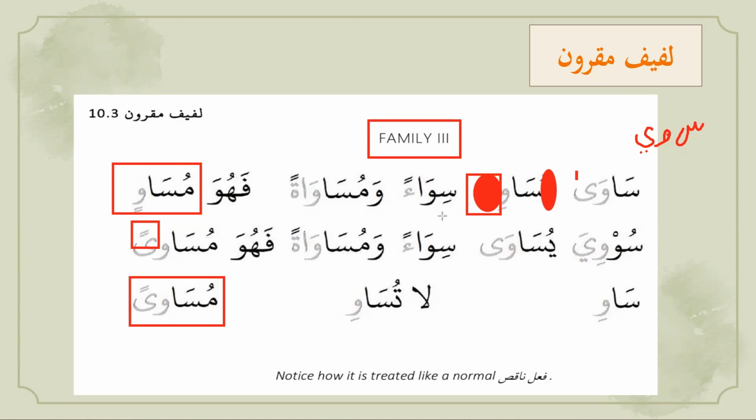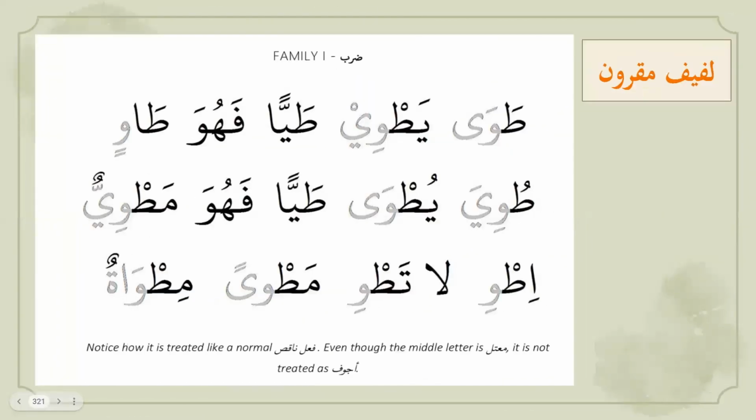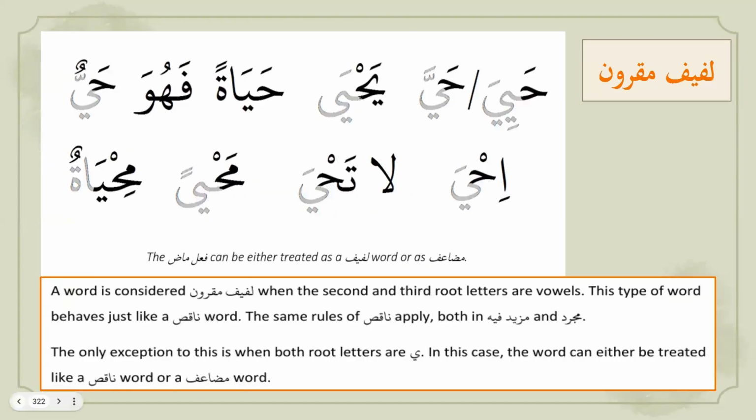So in Lafif Maqroon, what did we see? Mainly we saw changes of naqis words. So this ya, this weak letter or vowel, manifested the changes in Sarf. But this waw, which is in the middle, we didn't see any changes of ajwaf words, right? So these ajwaf changes are not there in Lafif Maqroon. Only either you will see the naqis changes, or when the second and third letters are the same and they are both ya, then you will see the changes of mudaf also. Okay.